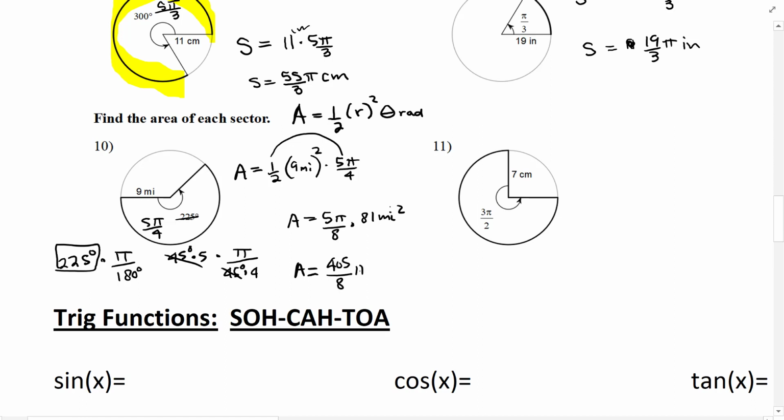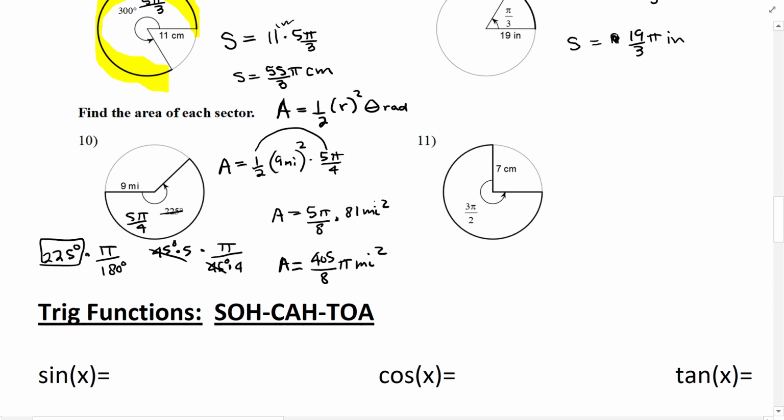So area equals, and I should have put this first, let's see, 5 times 81, 405. So 405 pi eighths miles squared, that is the area of the sector. And again, it's this sector that we're talking about. That's this area right here.